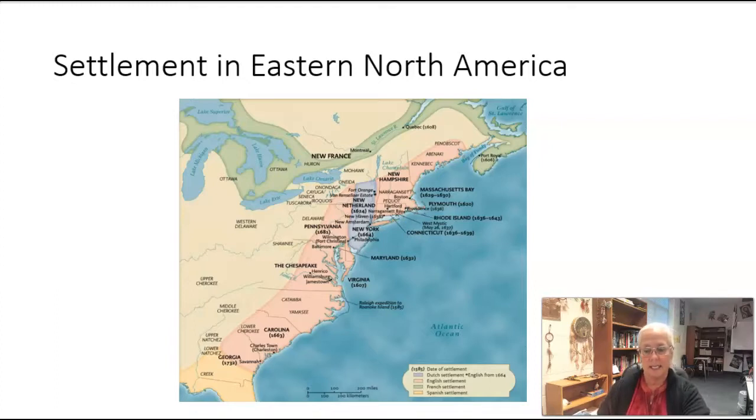Now, another piece in your notes on the next page is the similarities and the differences between the Chesapeake colonies and the New England colonies. So you're talking about the colonies of Virginia and Maryland, so that's the Chesapeake colonies, and how they were alike or different than the New England colonies, which is going to be Massachusetts Bay, Plymouth, Rhode Island, that section.